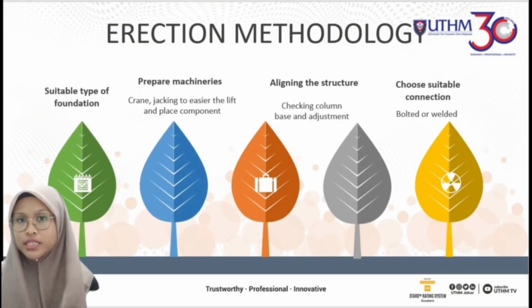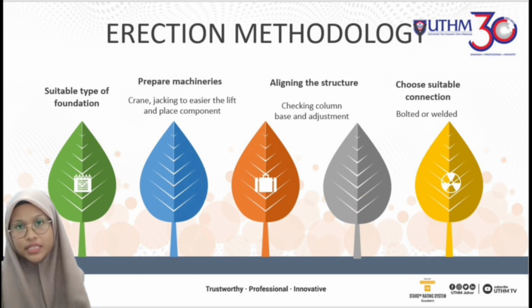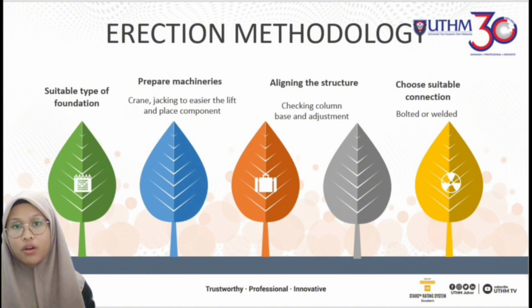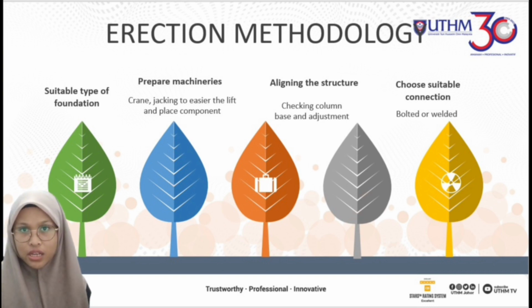Next, I will move to erection methodology. The rationale for this stadium is: first, choose the suitable type of foundations based on condition of the soil. After that, prepare machineries such as crane checking to insert the lift and place the component of the trusses. Next, checking the column base and alignment adjustment to avoid any failure. And lastly, choose a suitable connection for the roof truss such as bolted, welded or combinations.